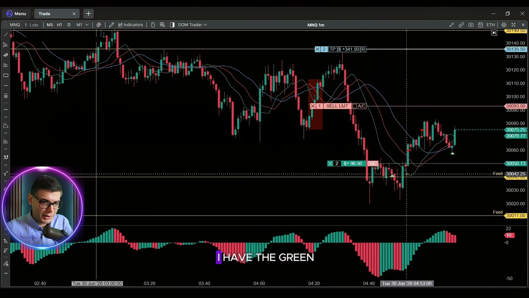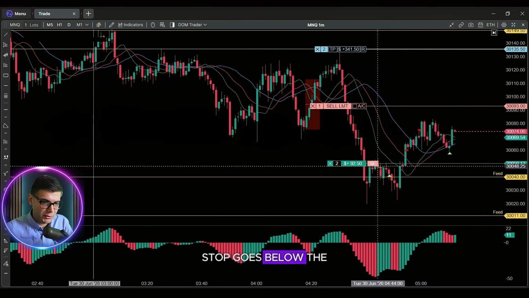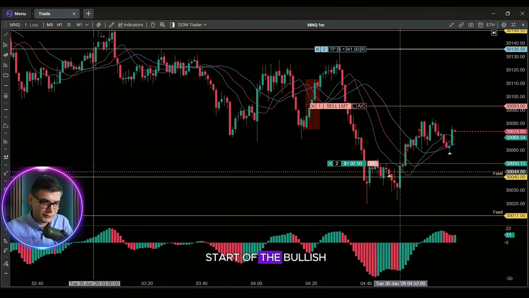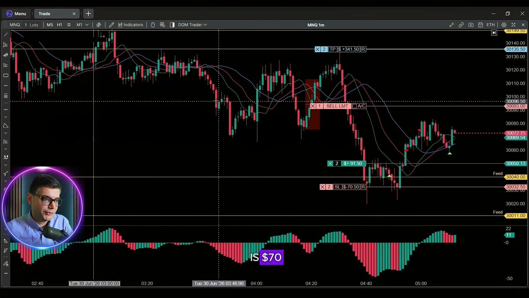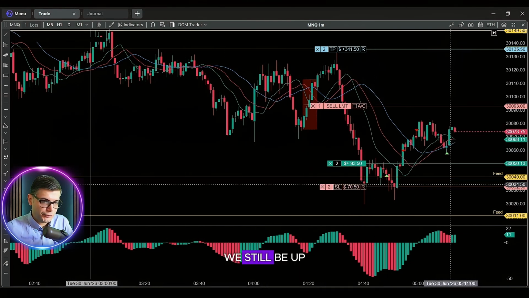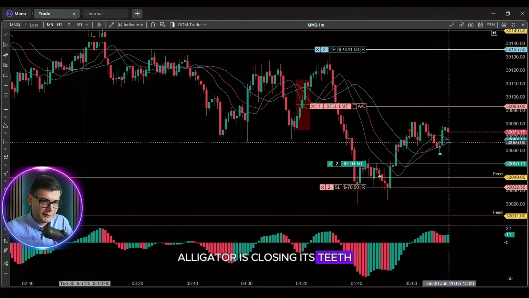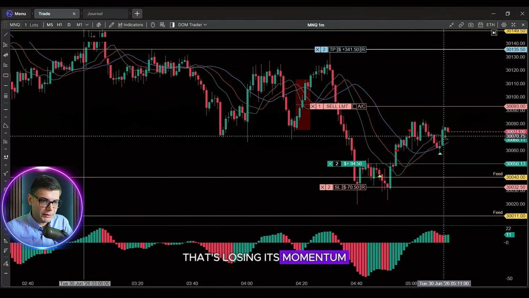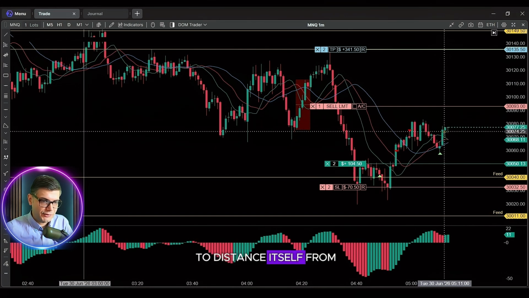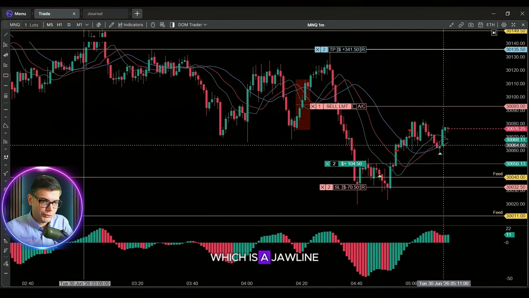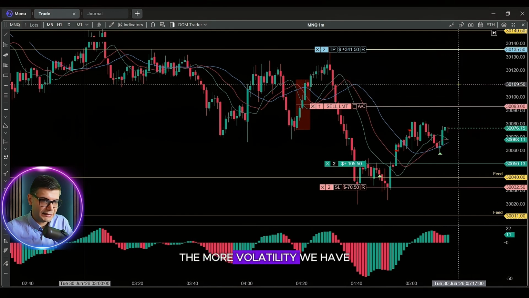As for the stop, I have the green line in here, that's the lip line. Stop goes below the start of the bullish leg that we have in this portion. Stop is $70. If the price hits our stop, we'll still be up for the day. Alligator is closing its teeth. That's losing its momentum. I don't like that. I want the price to distance itself from the blue line, which is the jaw line. I want that distance. The bigger the distance is, the more volatility we have.